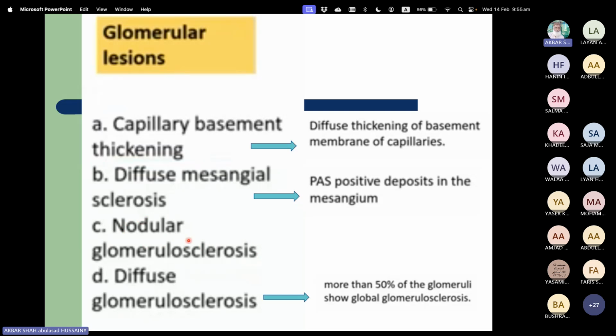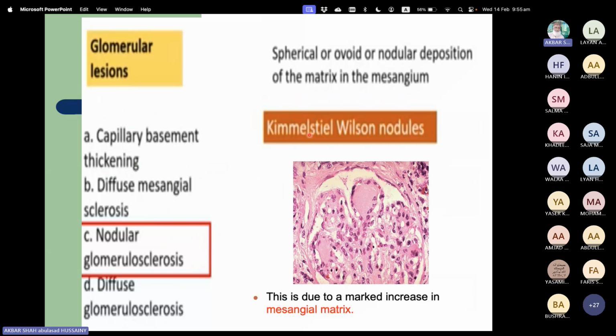Nodular glomerular sclerosis. It is also called Kimmelstiel-Wilson nodule. These were two scientists. This is the German one. This is an English scientist. They described this nodule. This is a hyaline, spherical, ovoid nodule in the matrix of the glomerulus. This is the nodular glomerular sclerosis, which is very specific for diagnosis of diabetic nephropathy or glomerulopathy. There's excessive mesangial matrix deposition. We call it Kimmelstiel-Wilson nodule.